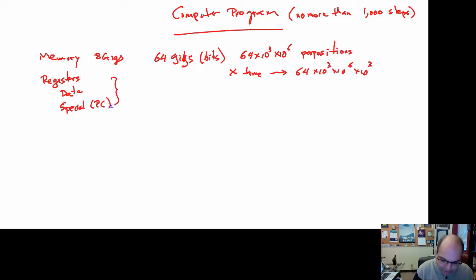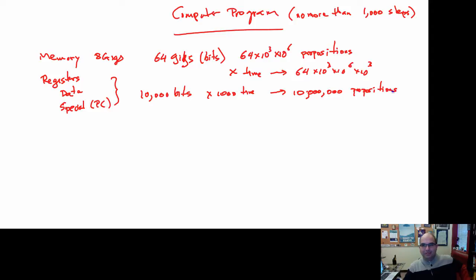Now what about the registers? Well, the good news is that there's not as many registers, right? Registers are basically memory that is really, really fast. So it's very expensive. We just don't have as much of it. Let's say that I need, let's just be gross, 10,000 bits, okay? And then times 1,000 time, and we'll end up with 10 million propositions. That's nothing compared to the 64 times 10 to the 12th. So okay, so we have a lot of bits, right?